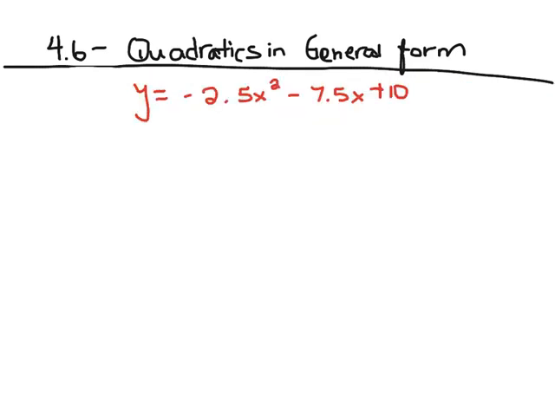For this equation, we're going to first see that y-intercept is equal to 10 because it's this last value. Now, to find our vertex and everything else, we're going to factor this. So we're going to divide everything by negative 2.5.